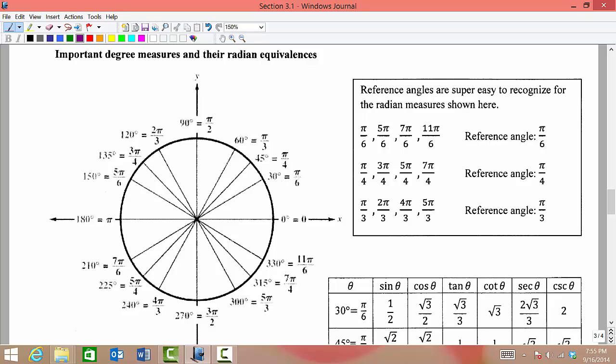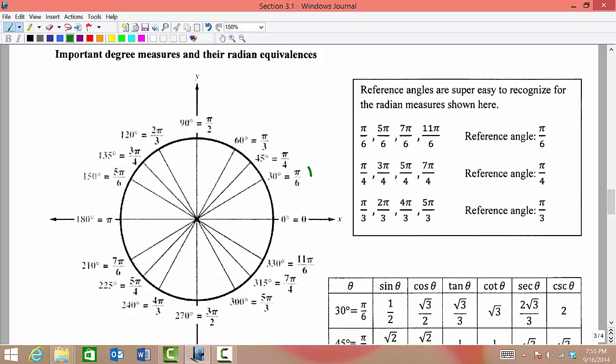Here we have our circle with all of our special angles that we talked about: 30 degrees, 45, 60, 90, and then the family of reference angle values given all the way around. So we're given all the degree measures that we have seen in the past and their radian measure equivalencies. So let's go back to that quick way that we talked about for converting from radians to degrees.